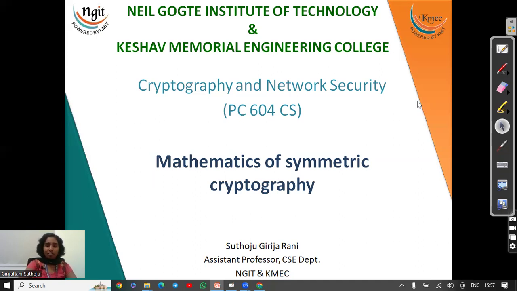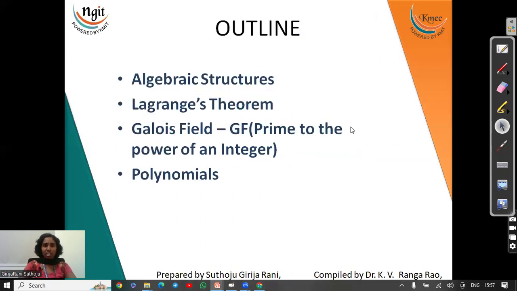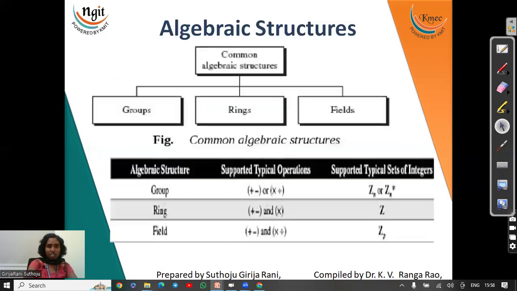In symmetric cryptography, what mathematics are we going to include in our session today? Let's have an outlook first, then we'll have each and every session in detail. In symmetric cryptographic mathematics, we are going to discuss algebraic structures first. The algebraic structure will be totally dependent on sets of values, right? You'll have groups, fields, and rings. Lagrange's theorem and Galois field will be new things to you, so let us discuss this. And polynomials are very familiar to you.